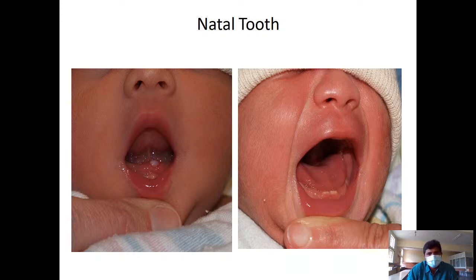Then it's high time you remove that particular natal tooth, because these teeth are more prone to aspiration. Basically, pseudo deciduous teeth don't have good support, don't have a root, so they are freely mobile and can easily get dislocated, and the baby might end up having aspiration. So when you see a natal tooth, take a dental x-ray and differentiate whether it is a deciduous tooth or a pseudo deciduous tooth. When it is a deciduous tooth, just reassurance is required. When it is pseudo deciduous, plan extraction of the natal tooth.